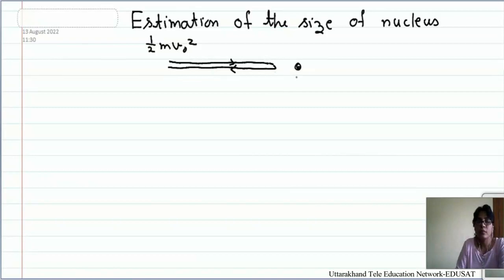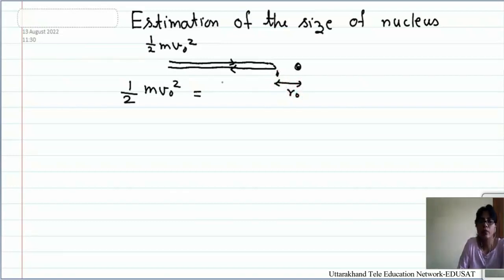So with this we can estimate the size of the nucleus. At this point, before the alpha particle returns back, momentarily its kinetic energy becomes zero. Due to the conservation of energy, the whole kinetic energy changes into Coulomb potential energy. So we put the initial kinetic energy, half m v naught square, equal to the potential energy, where r naught is the size of the nucleus.